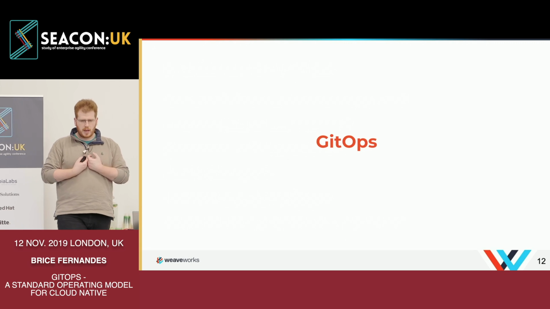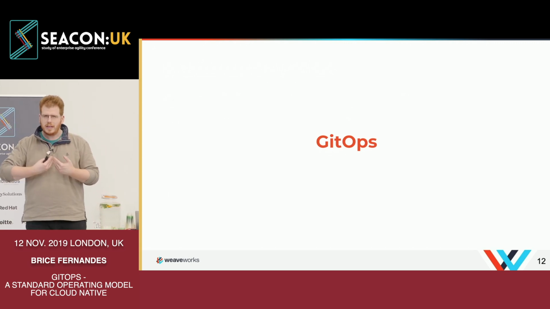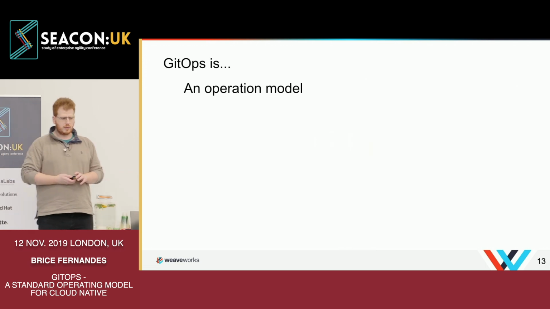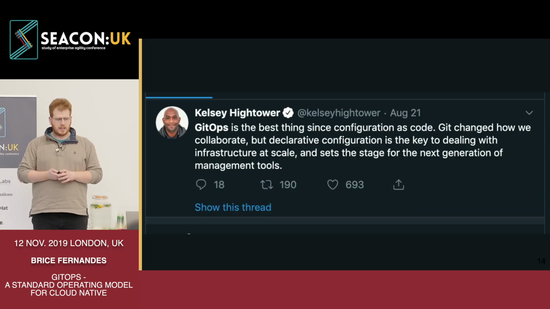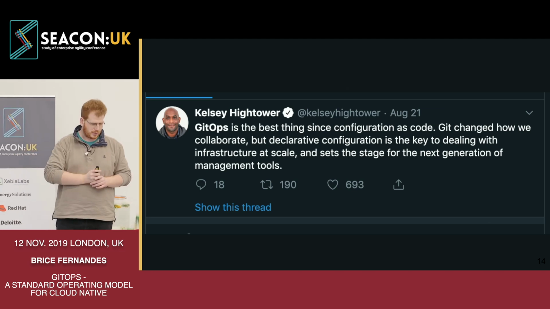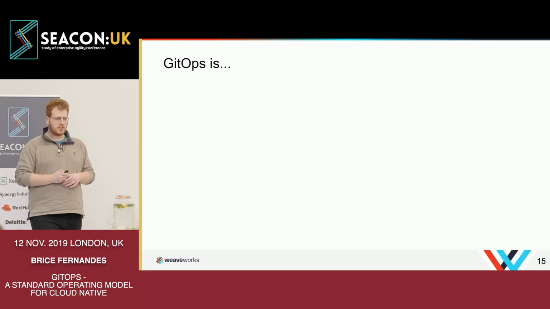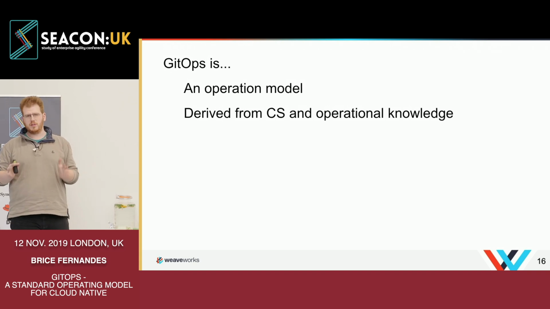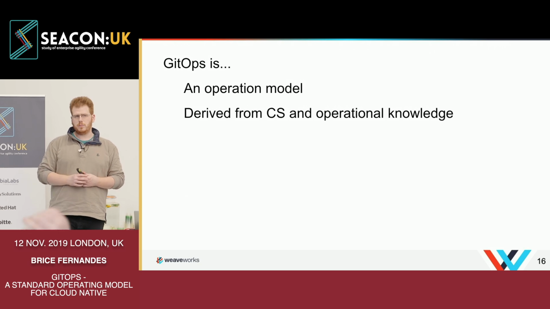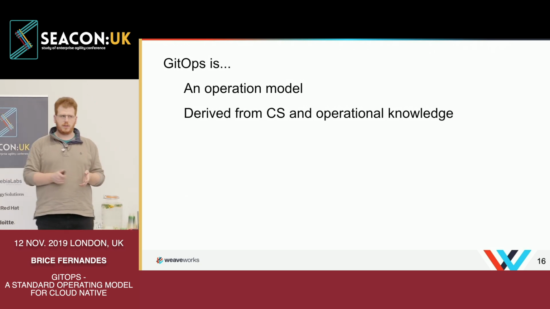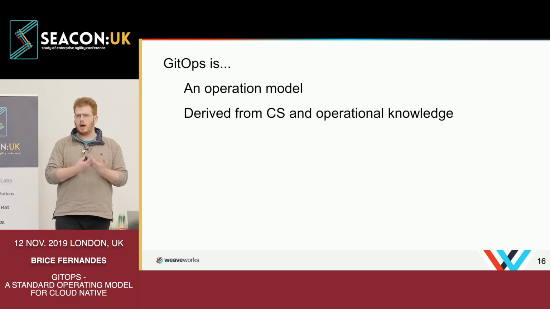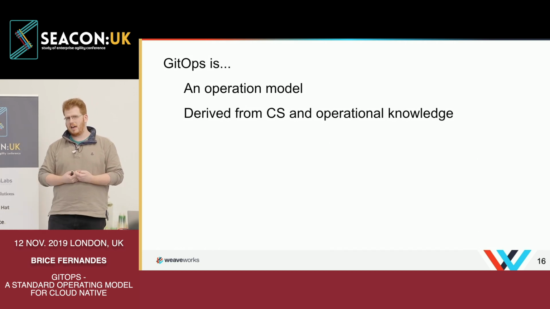And our answer as a company, and something that we've used internally, derived from our own internal usage, is GitOps. So GitOps is an operations model. It's the best thing since configuration as code, apparently, or so we're told. But essentially, it's an operations model that's derived from computer science and operational knowledge that we've gained over time. So we've been operating Kubernetes specifically for about 4 years now, and a lot of those things have been learned while we've been building our Kubernetes platform internally.